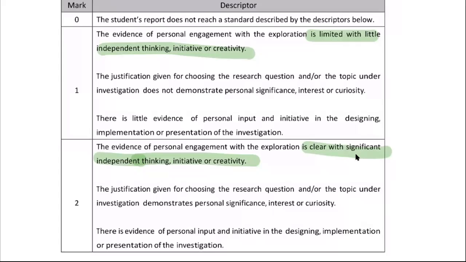The second part on this one says the justification given for choosing the research question and or the topic under investigation demonstrates personal significance, interest, or curiosity. On this one, it says it does not demonstrate those things, okay? And then the last one on here says there is evidence of personal input and initiative in designing, implementation, or presentation. And this one says there's little evidence, okay? So that's how these work. The one that's full marks is going to be very clear, very high. If you get less than that, it's going to go down until it's 0, okay?